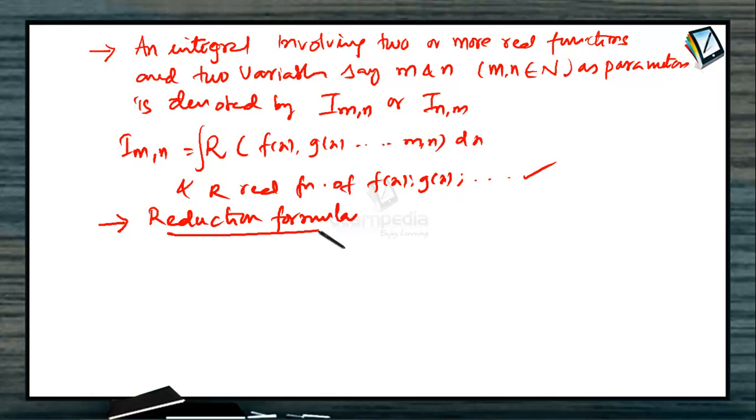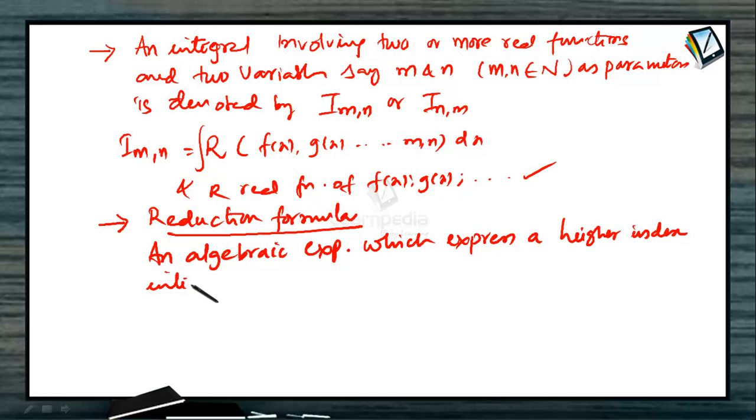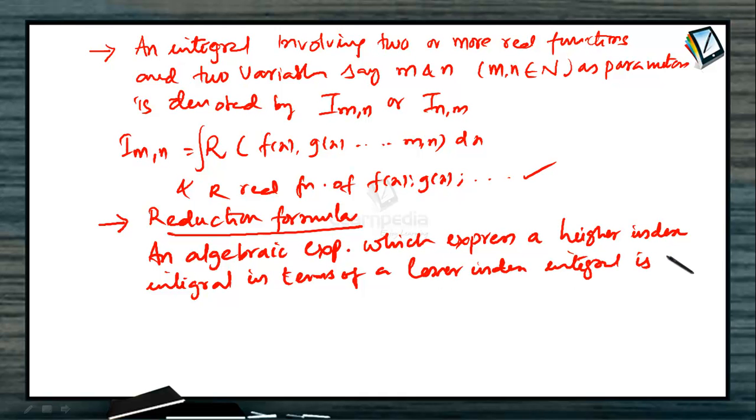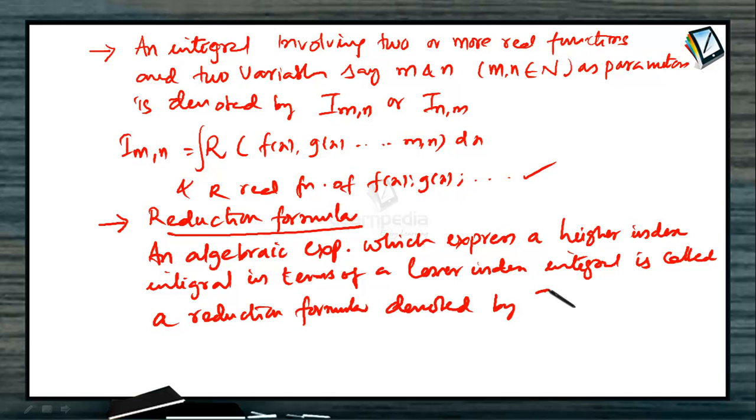A reduction formula can be defined as an algebraic expression which expresses a higher index integral in terms of a lower index integral. This reduction formula is denoted by, say, I_n, and it can be completely evaluated by successively reducing the values of this index n. This process is called the integration by successive reduction.